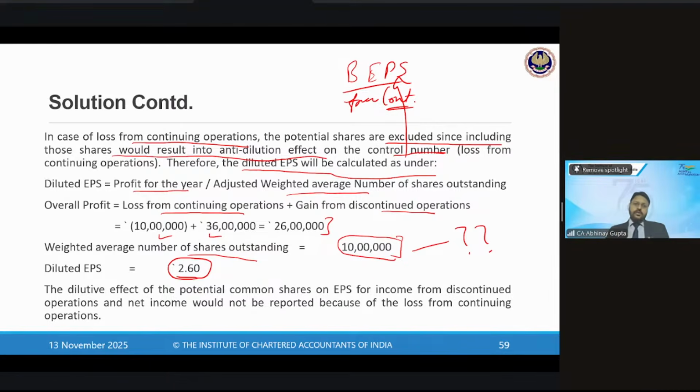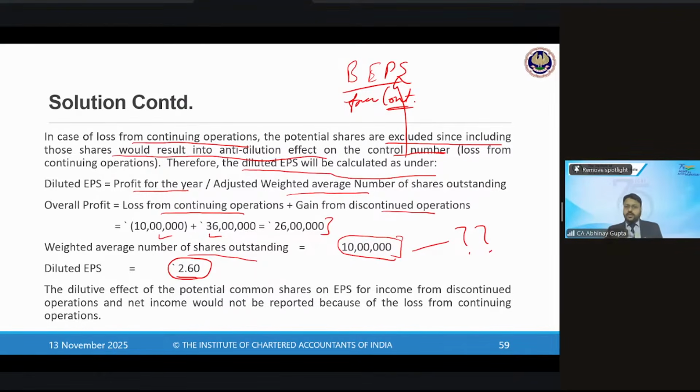So until now, because it increases the profit, na sir. Right. So until now, we understood that whenever we calculate diluted earning per share, we need to increase the denominator by the additional number of shares. But in this case, we are not doing so.